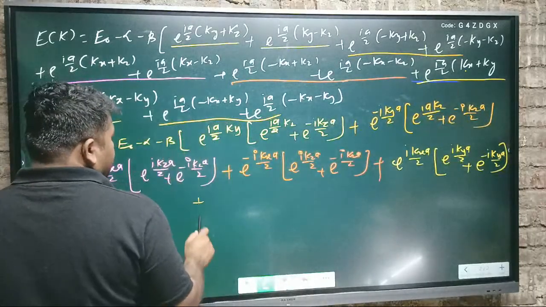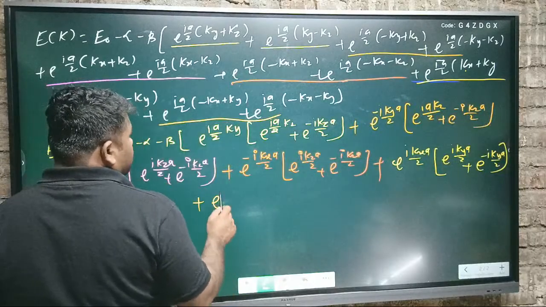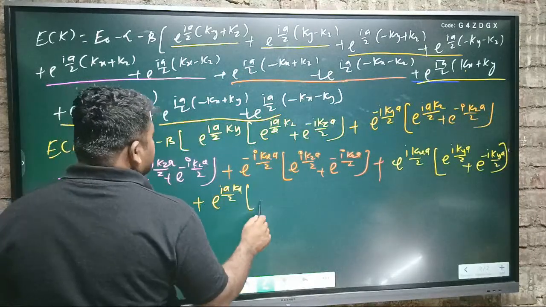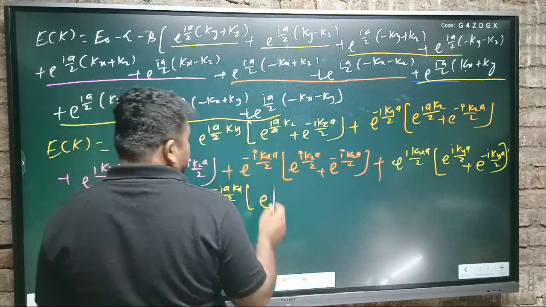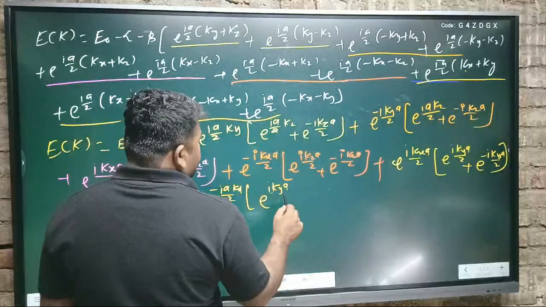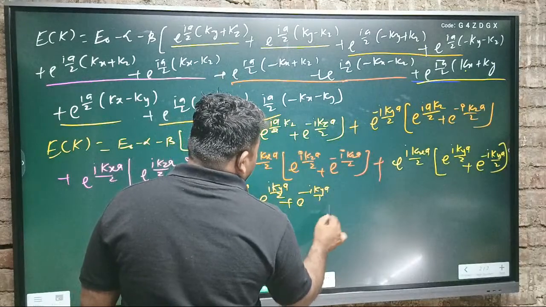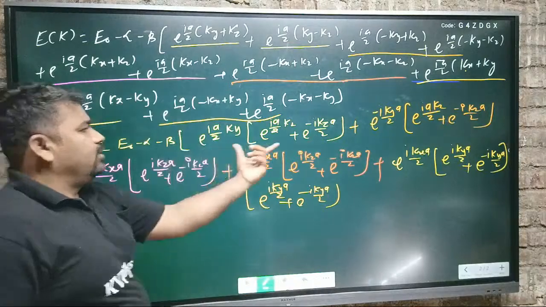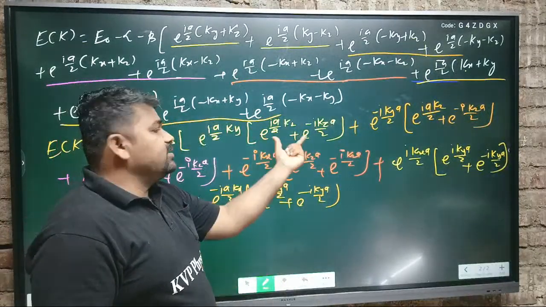From this equation, we can take common out e to the power I kx upon 2. What is the inside? E to the power minus kx, we can take common out. Inside e to the power I ky a upon 2 plus e to the power minus I ky a upon 2. Got it? This part is nothing but.